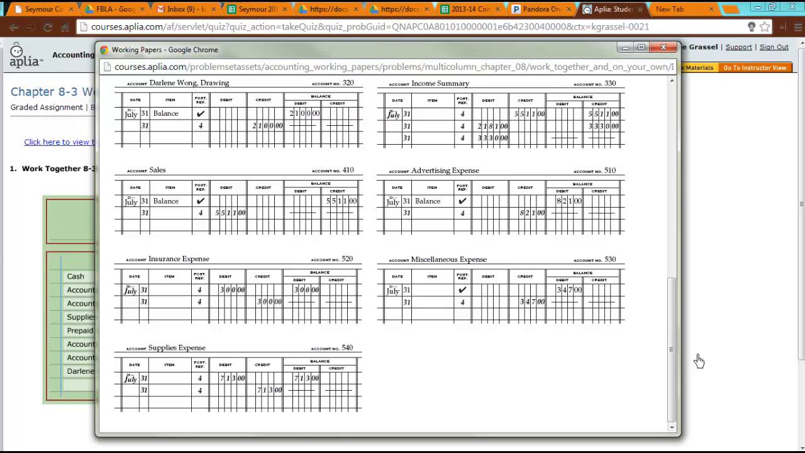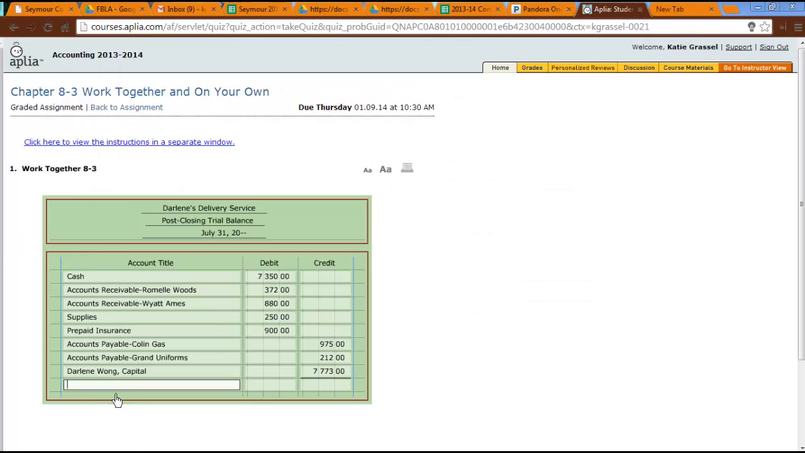Does it need to go on? No. Only accounts that have a balance. Same thing for accounts payable. So I have all of my accounts that have a balance listed. So what I need to do in the bottom here is I'm going to write my favorite word, totals. And I need to write totals and not total because I have more than one number. So therefore, I need to have a total.